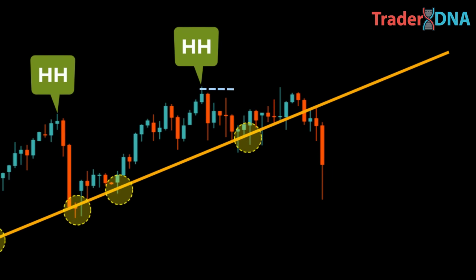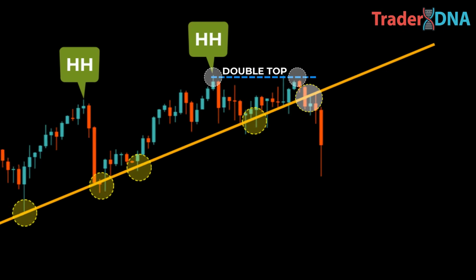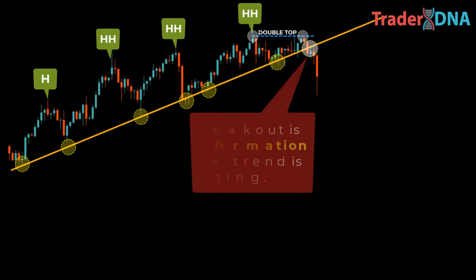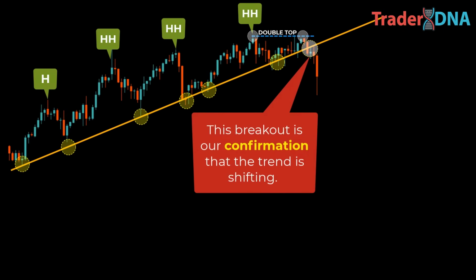Instead, it forms a double top pattern, a classic structure that signals strong rejection at a key resistance area. This is a major warning sign that momentum is weakening. What happens next? Price breaks below the trend line, and that breakout is our confirmation that the trend is shifting. At this point, we're no longer guessing, we're acting based on clear market signals. This is your opportunity to go short, to enter a sell position with confidence.